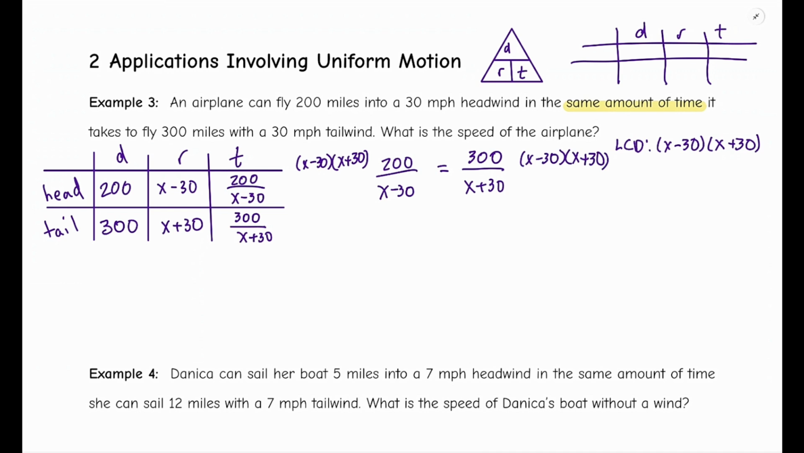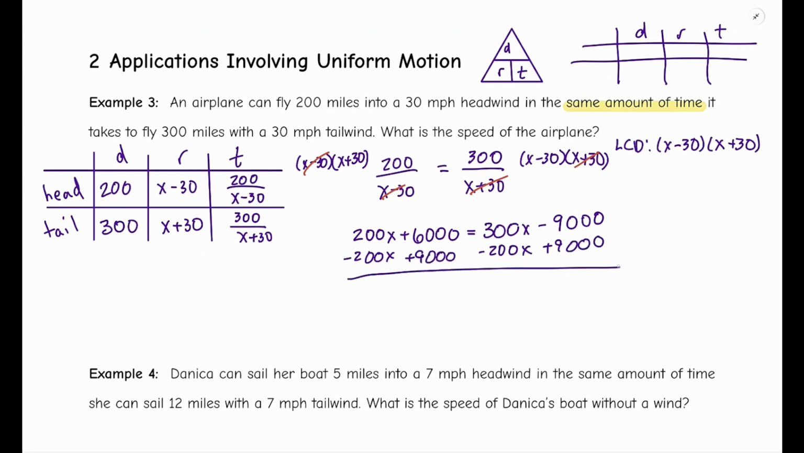The x minus 30 cancels out on the left, and the x plus 30 cancels out on the right. So then we get 200x plus 6,000 equals 300x minus 9,000. Subtract 200x from both sides. Add 9,000 to both sides. So we get 15,000 equals 100x.